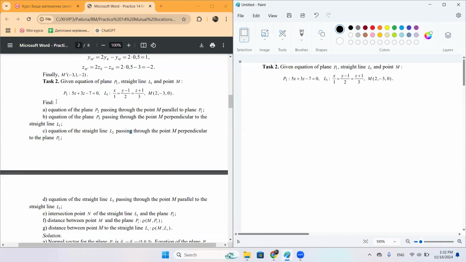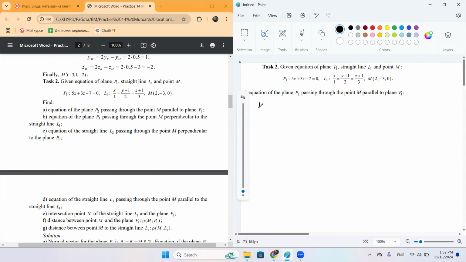So the first part, we need to find equation of the plane. So we have the equation of the plane P1 and a straight line L1 and point M. And first of all, we need to find the equation of the plane P2 passing through the point M parallel to plane P1. How to solve? What do you remember? So what we have? Do we have everything that we need here? Yes, but we need to remember formula. Okay, I will remind you.